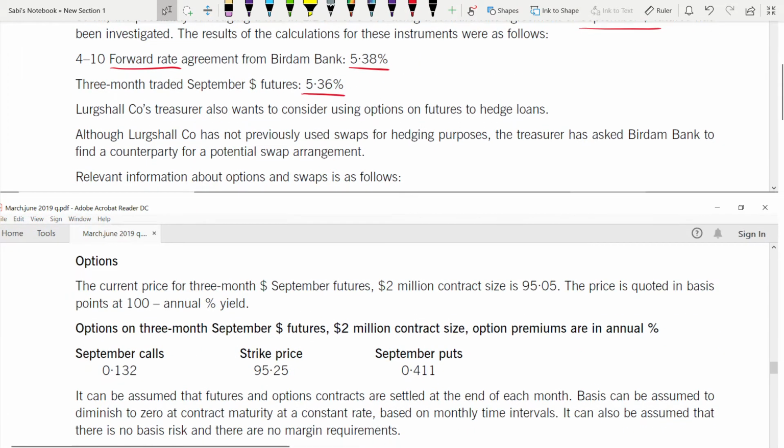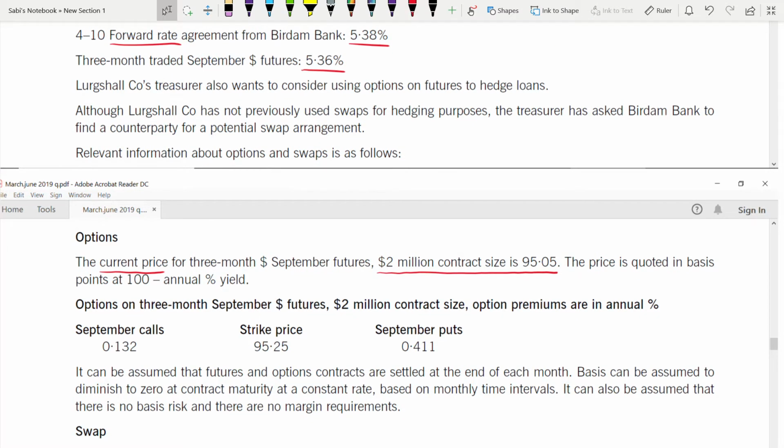So, option. The current price for the 3-month, here also it is September future only. Okay. Option on future. So the current price for the 3-month is how much? $2 million contract size, it is this. And the price is quoted in basis point at 100 minus annual percentage yield. You have been given September call, you have been given September put.